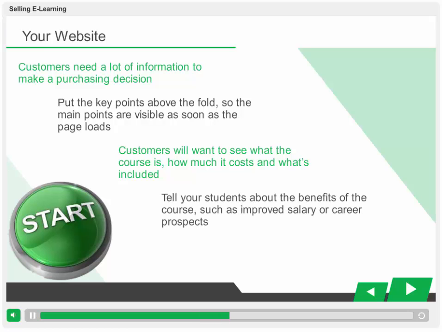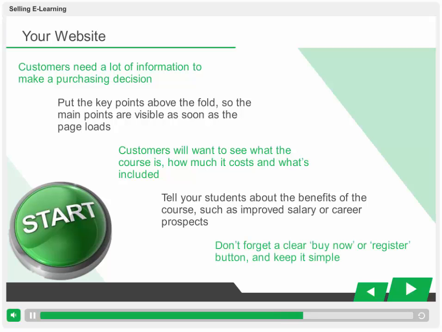Students need to know what they can do with the qualification that they are browsing through. So mentioning benefits such as improved salary or career prospects is a good idea. Have a clear Buy Now button or a Register button on the page, preferably at the top and at the bottom. And keep it simple. Don't offer 8 different pricing strategies. A few options will help to concentrate the buyer's mind. Too many choices and they may just disappear.